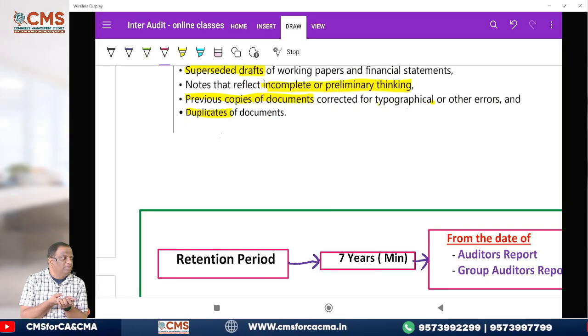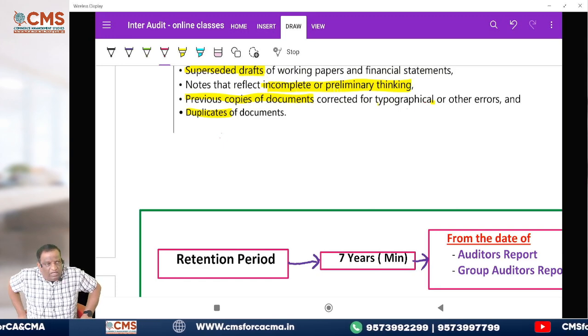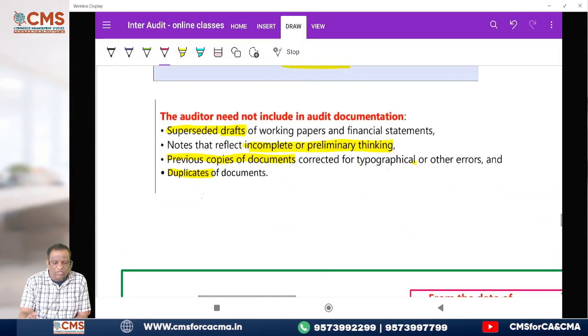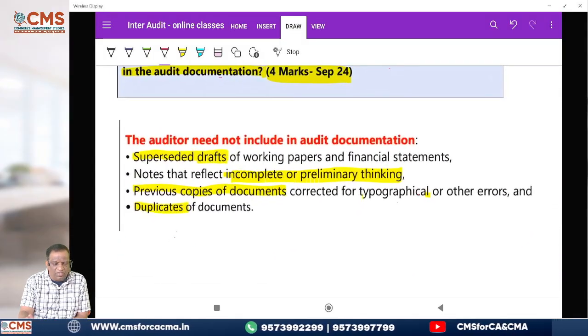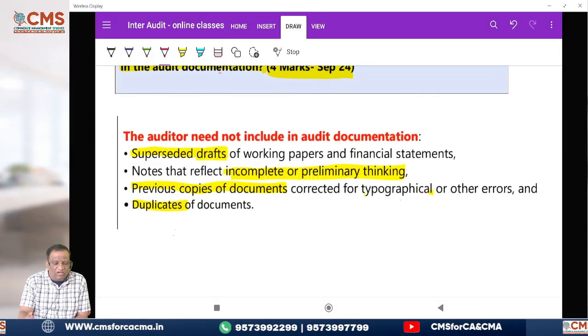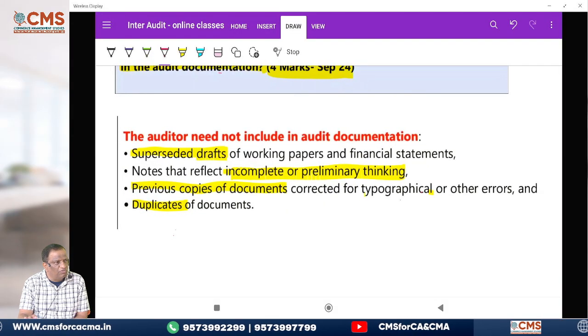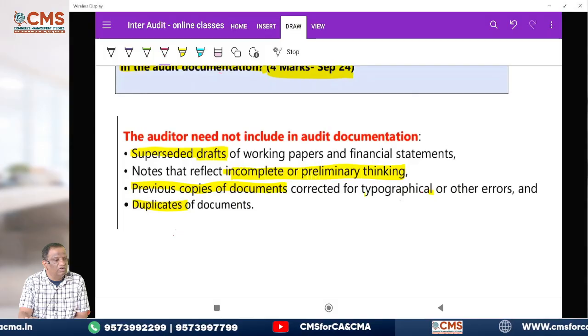Administrative ones are permitted, but gathering new evidence is not permitted within that period. Now, whenever you read, also remember to read this point: what need not be included in the documentation. Whatever procedures the auditor is performing, he must keep it. But certain documents, though they are part of my evidence, I need not collect in the documentation.